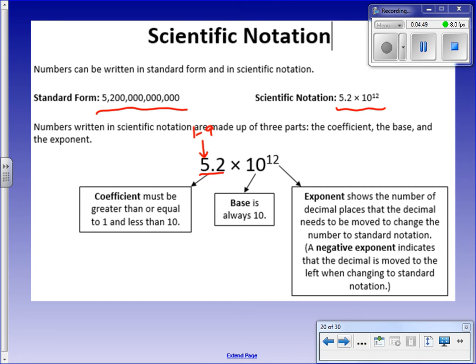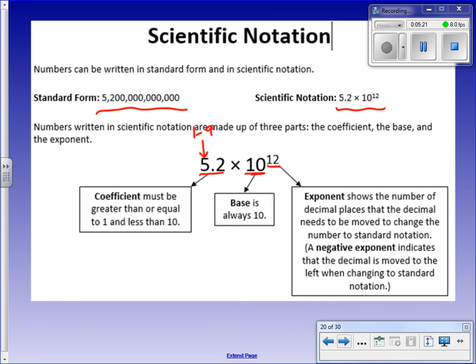Then we're going to say times 10. The base is always 10, to some power. In this case, it's to the power of 12, which is our exponent. The exponent shows the number of decimal places that the decimal needs to be moved to change the number to standard notation. So if it's positive 12, we're going to move the decimal 12 places to the right. If this was negative 12, we would move the decimal 12 places to the left.